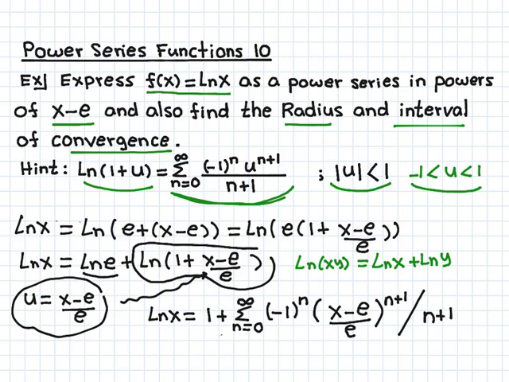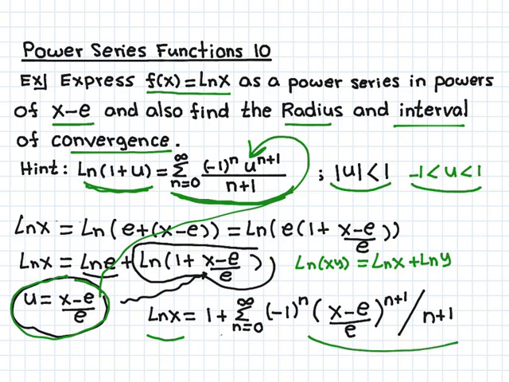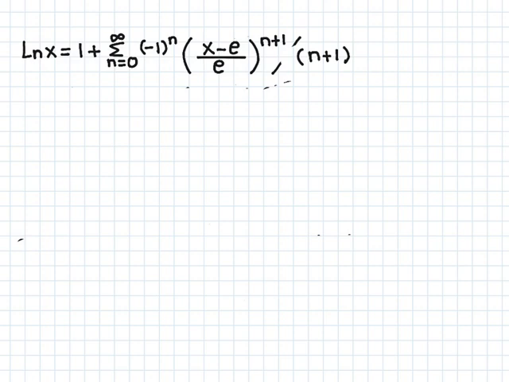Now, very important that we understand this process. We're applying this hint. Log of 1 plus u is equal to summation n equals 0 to infinity, negative 1 to the power of n times u to the power of n plus 1 divided by n plus 1. We're substituting u is equal to x minus e divided by e inside for u. We're putting that here, and now we have the power series representation of log x in powers of x minus e. We still have to do some algebra on it, but that's the basic picture. All right, so we have log x is equal to 1 plus summation n equals 0 to infinity, negative 1 to the power of n times x minus e divided by e to the power of n plus 1, all divided by n plus 1.